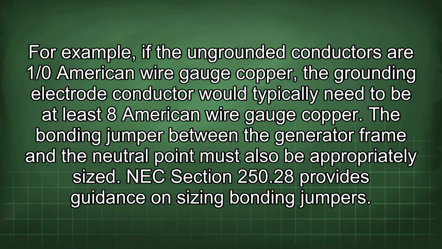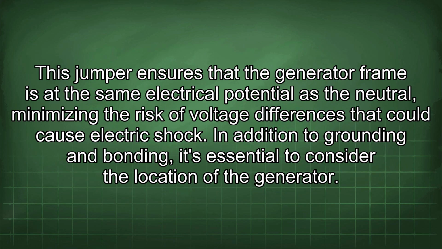The bonding jumper between the generator frame and the neutral point must also be appropriately sized. NEC Section 250.28 provides guidance on sizing bonding jumpers. This jumper ensures that the generator frame is at the same electrical potential as the neutral, minimizing the risk of voltage differences that could cause electric shock.